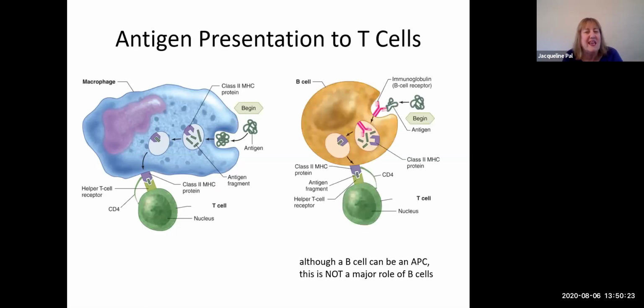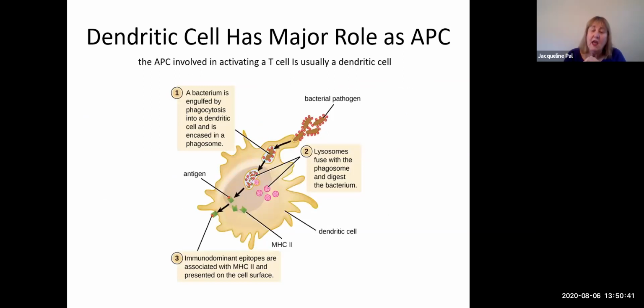Now, B cells can become APCs, but it's a very minor role of B cells. If you take an immunology class later on, they'll talk about that. But for us, B cells are only antibody mediated immunity. Now, a cell that's related, a cousin to the macrophage, are our dendritic cells, and these have a major role as antigen presenting cells. In fact, it's usually dendritic cells that become the APCs that activate T cells, because the macrophages are too busy getting rid of the rest of the debris.